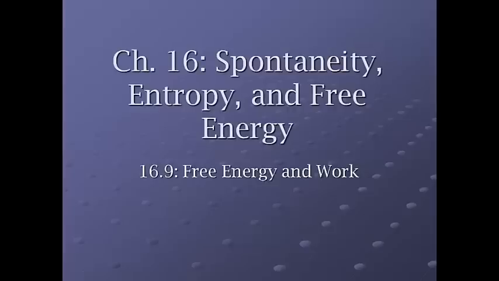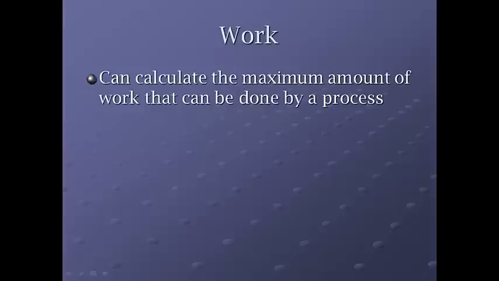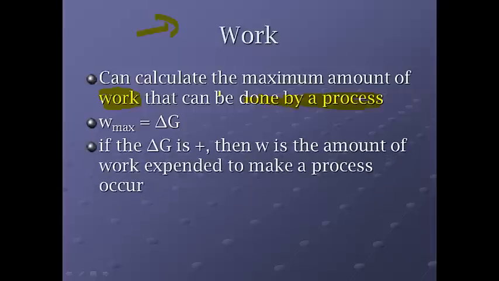Last but not least, we have free energy and work. It's kind of a random point that we have to make. We can calculate the maximum amount of work that can be done by any process. Most of the time when we talk about chemistry, we talk about work being done by gas particles and pressure being exerted on something. The maximum amount of work is also equal to delta G.